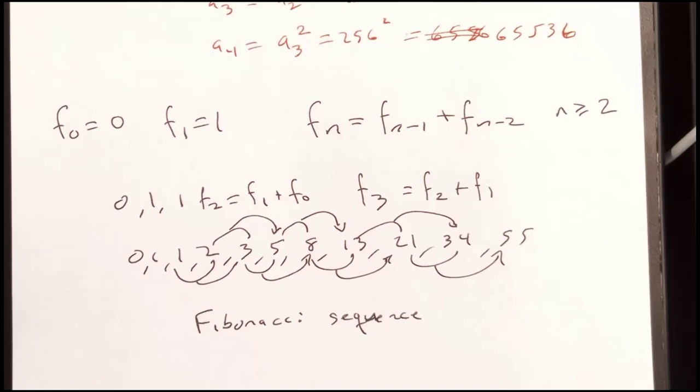It would be nice if there were a formula to generate these numbers without having to work backwards, right? Because if I want the 100th number, we're going to be here for a while.